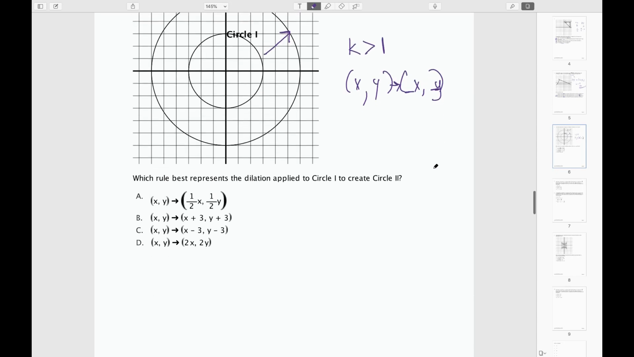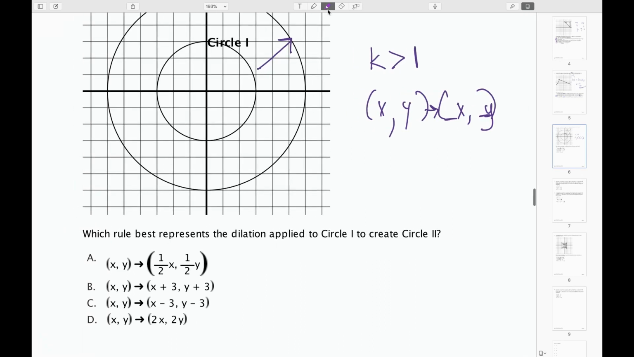Let's take a look at this down here. Okay, and it's multiplied, right? So it's k times x and k times y. So when I'm looking at this, I have a times here.